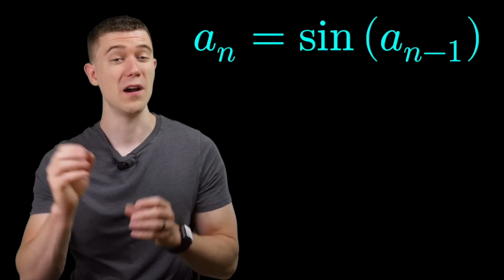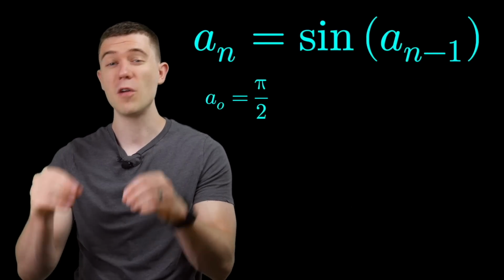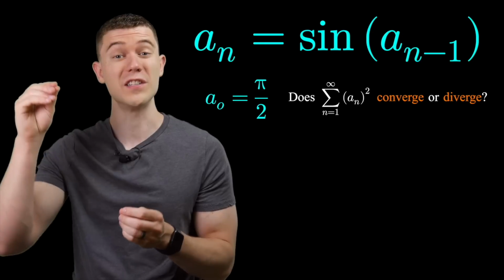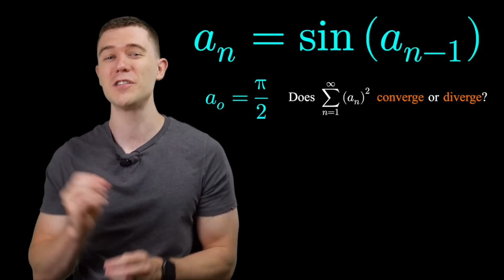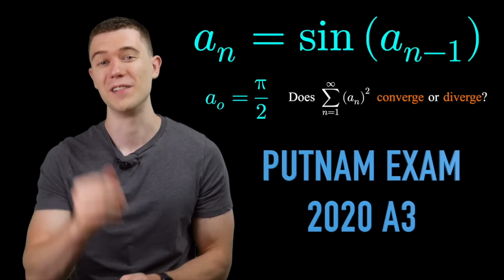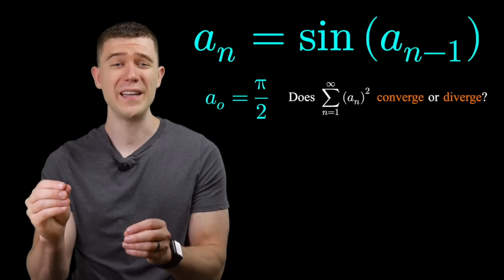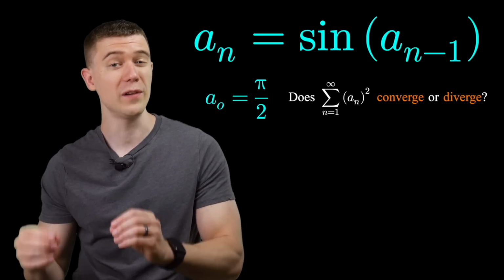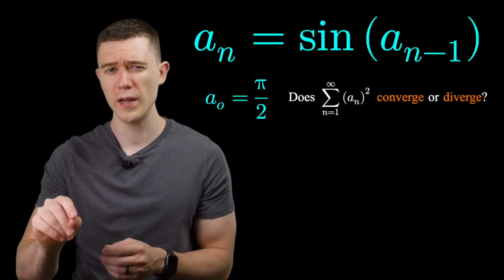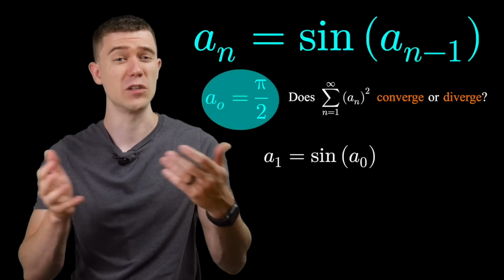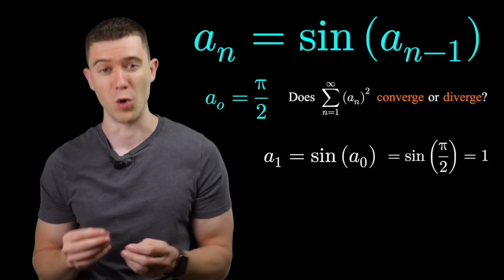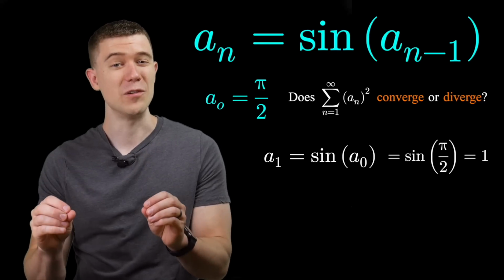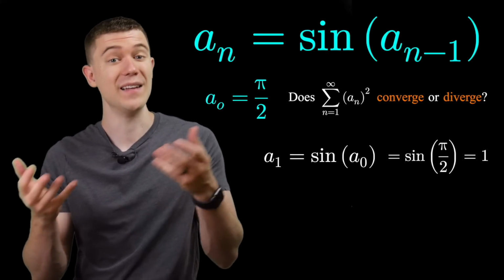Take a look at this nested sequence starting at pi over 2. Our job is to figure out whether the sum of this sequence squared converges or diverges. I think this is a very interesting problem from the Putnam exam of last year. To make our lives a little bit easier for the intervals we're going to be looking at, let's just find a sub 1 by plugging in a naught to this recursion. That would be sine of pi over 2, which we know to be 1. The next thing to note about this sequence is that it's both positive and decreasing.